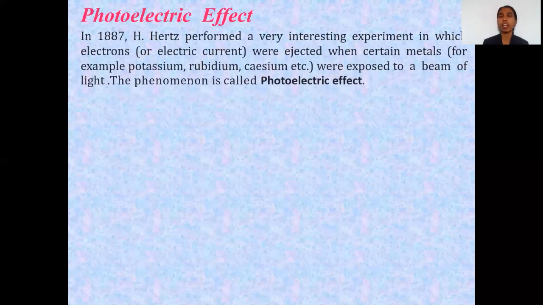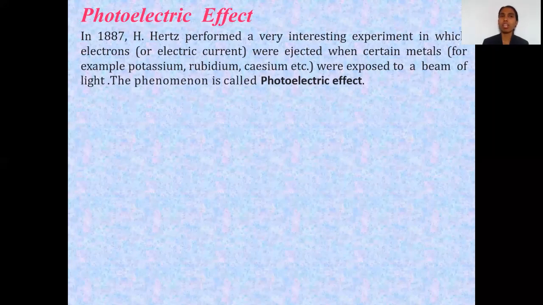Now the next point is the photoelectric effect. In the year 1905, Albert Einstein explained the photoelectric effect using Planck's quantum theory. But what is the photoelectric effect? Before quantum theory was used, the photoelectric effect was discovered by the scientist H. Hertz in 1887.